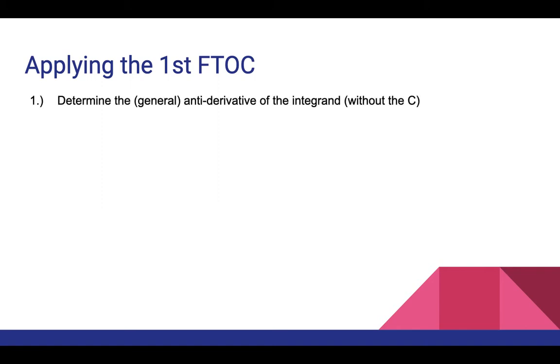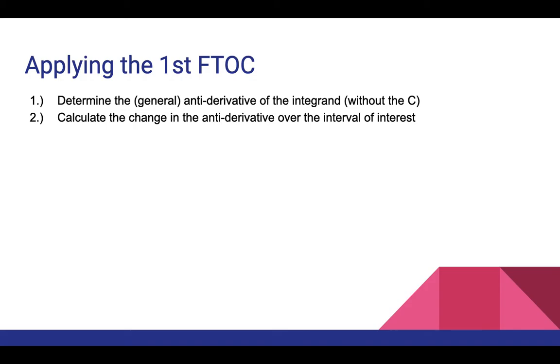So applying the first fundamental theorem of calculus. The first thing we need to do if we want to apply it in order to evaluate definite integrals is to determine the general antiderivative of the integrand. We do not have to use c in this case because c will cancel out in our calculations. Once we have determined the general antiderivative, we calculate the change in the antiderivative over our interval of interest.